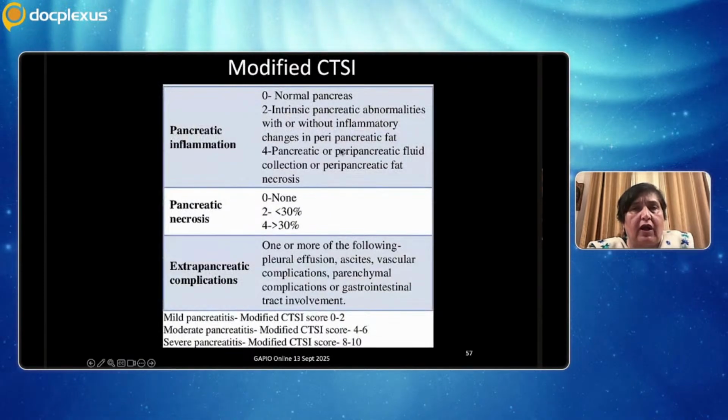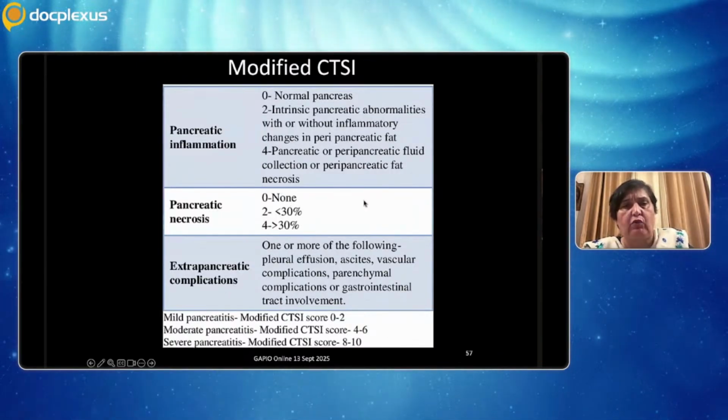So I think everybody is familiar with the modified CTSI scoring, which takes into account pancreatic inflammation, pancreatic necrosis, and extra pancreatic complications. And then it can grade the pancreatitis into mild, moderate, and severe, depending on what changes are available. I think most people are familiar with this.